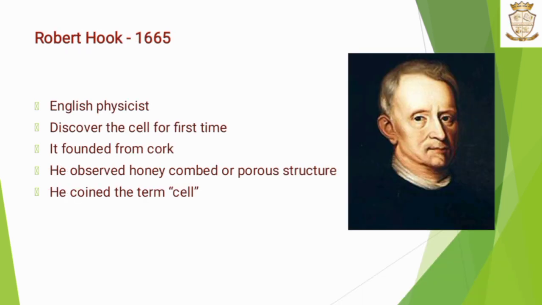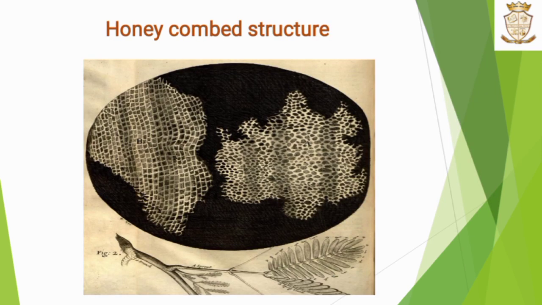The next one is Robert Hooke in 1665. Robert Hooke is an English physicist who discovered cells for the first time. He found them in cork while examining a thin slice of cork cut with a penknife under his crude microscope. He observed honeycombed or porous structures. The term cell was coined by Robert Hooke. And we can see the structure of the cells he observed. This is the honeycomb structure.